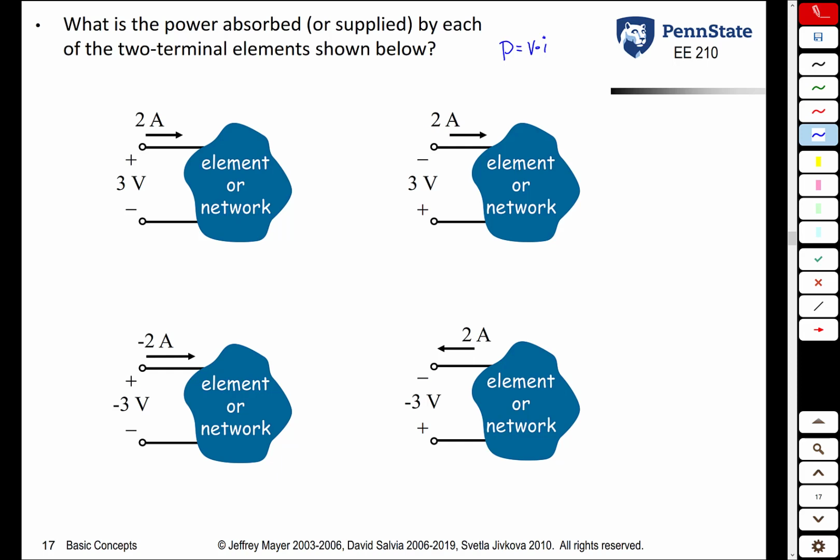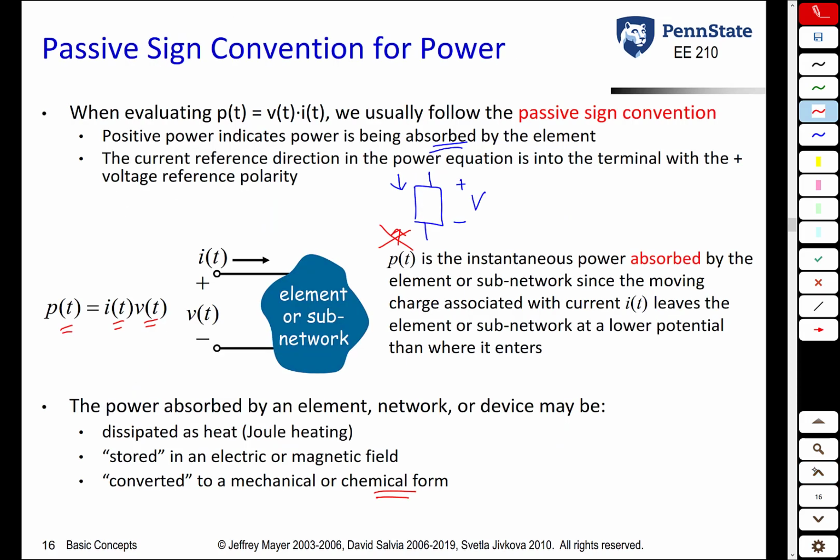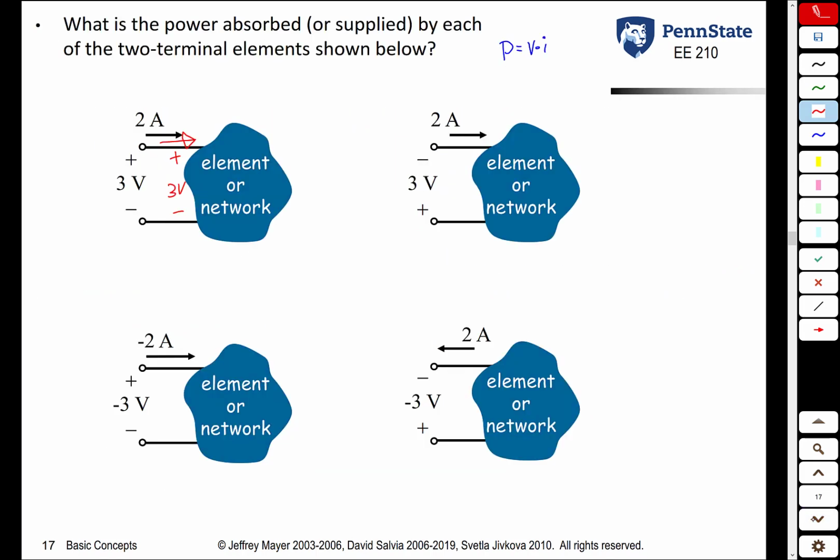So this first one is pretty straightforward. We see that there's 3 volts across it, so the top node is 3 volts higher than the bottom node. And we see that we have 2 amps going into the top node. So this is following the passive sign convention on the previous page. Passive sign convention says that when using the power equation, the current has to be the current going into the plus terminal. So here, the power absorbed is 3 volts times 2 amps or 6 watts. Fairly simple.